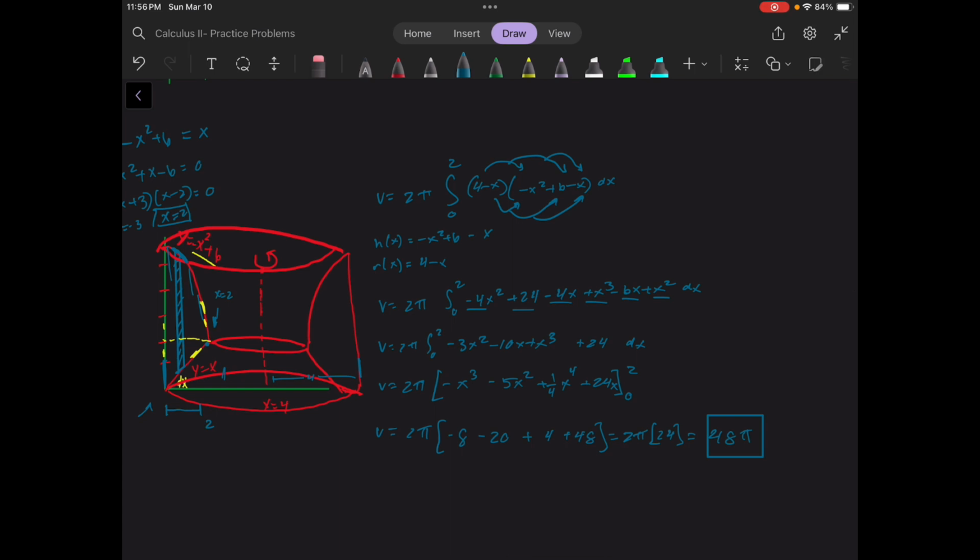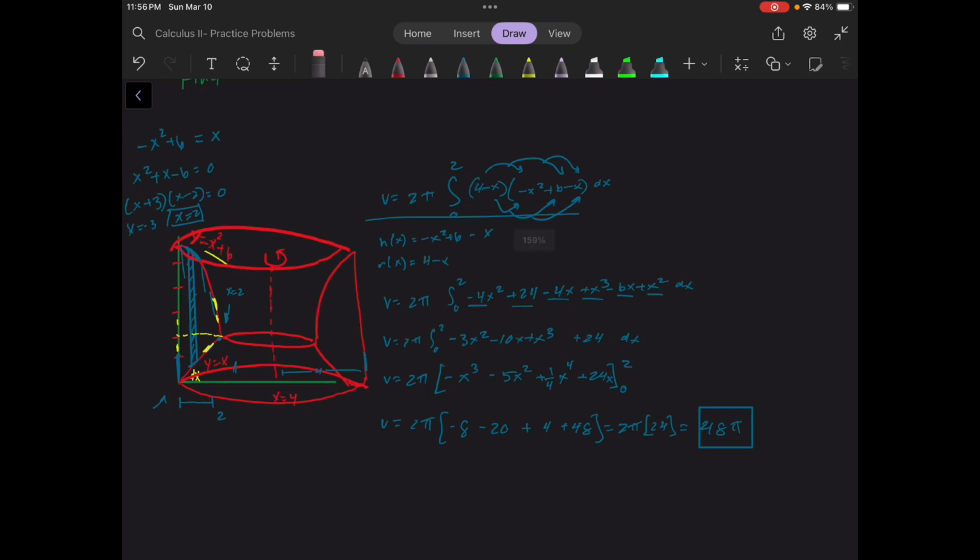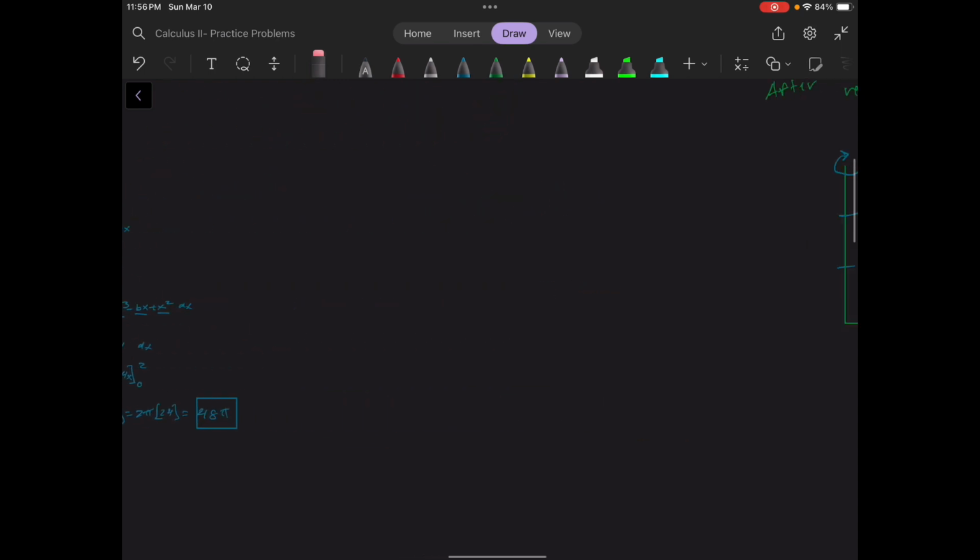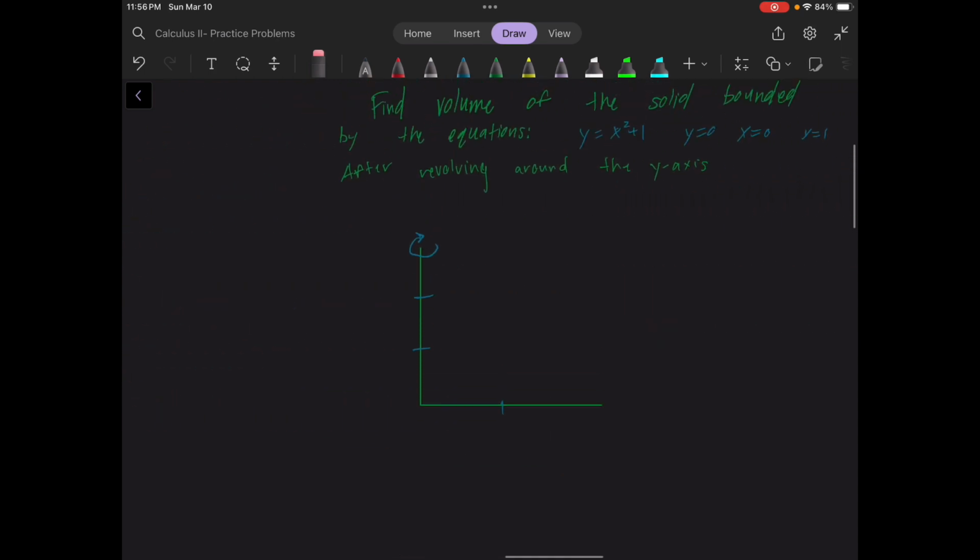But really, this is the only part that's important, is setting up this integral. If you know how to set up this integral, you'll do fine in the other classes, because we can just use our calculator to get all of this stuff. But it's good to know that stuff too. Okay, so now let's look at the last problem.